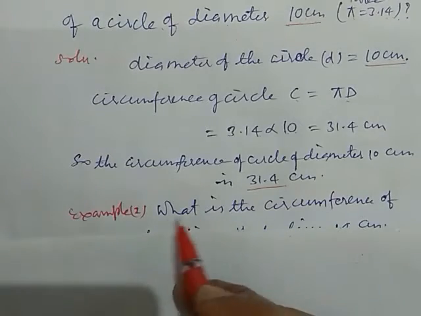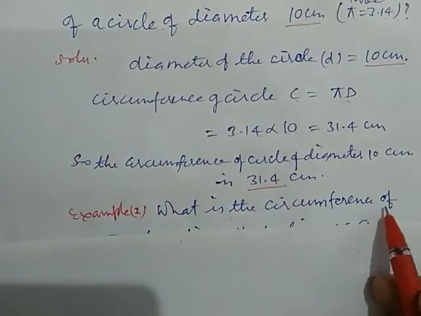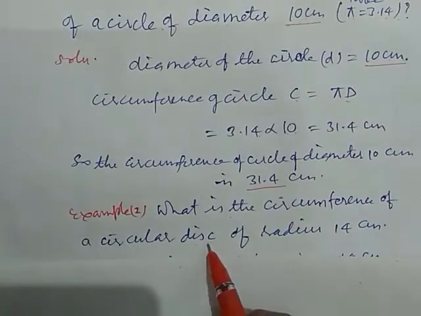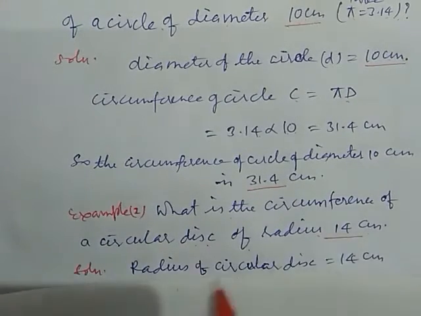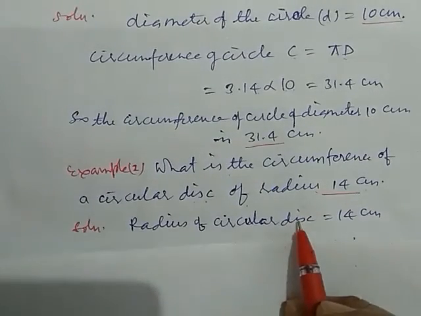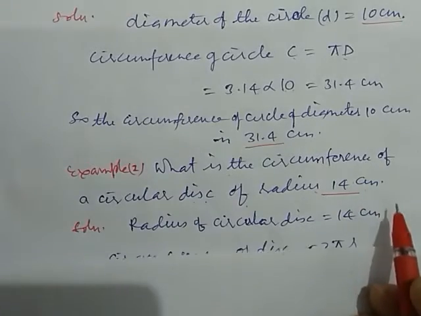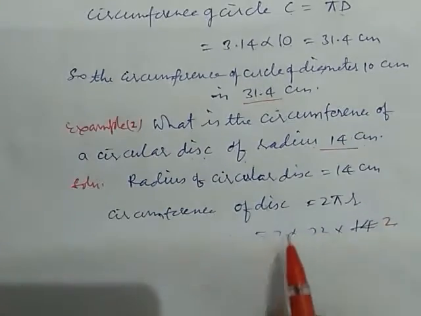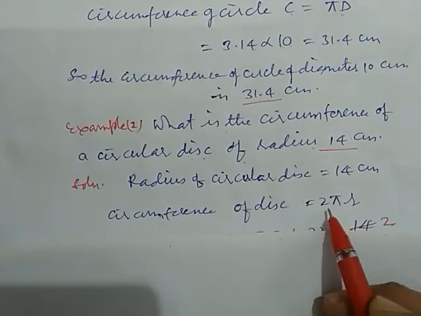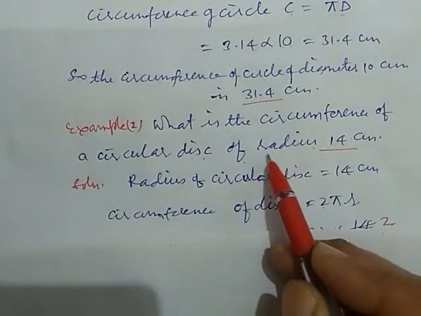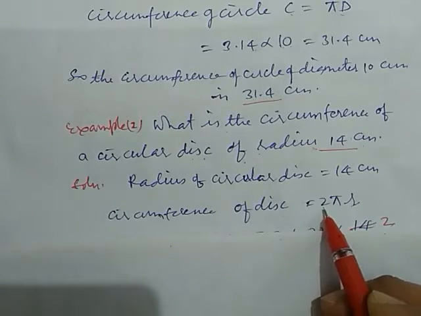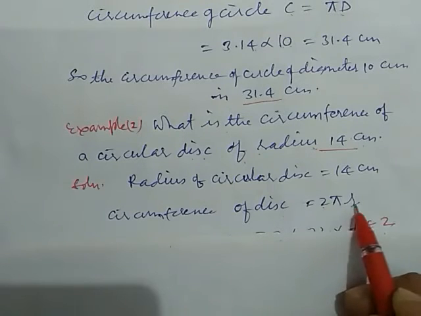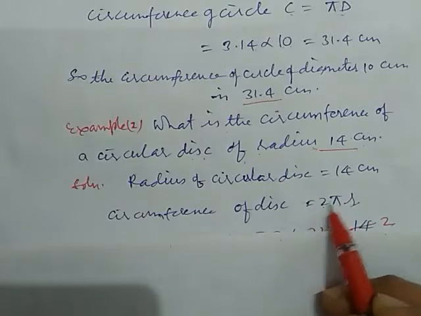Now we take the second example. What is the circumference of a circular disc of radius 14 centimeter? Here we are provided the radius, so we use the formula C equals 2 pi r. The radius of the circular disc is 14 centimeter. Because we have the radius, we use the formula of circumference using radius, which is 2 pi r.